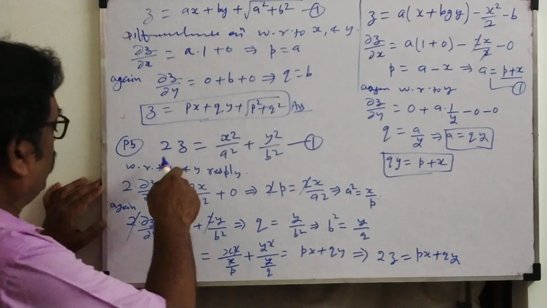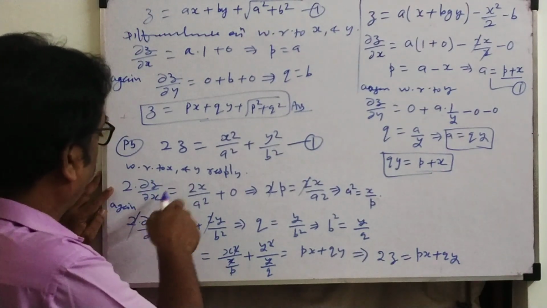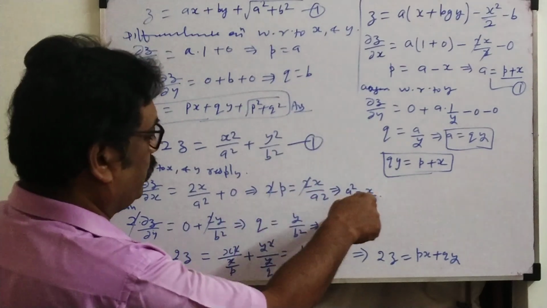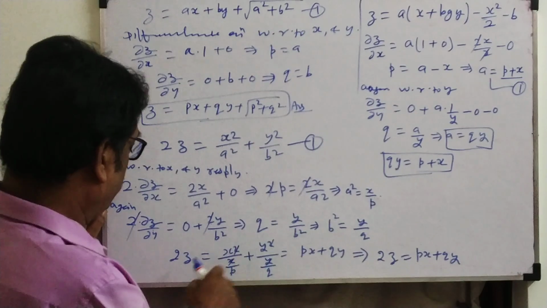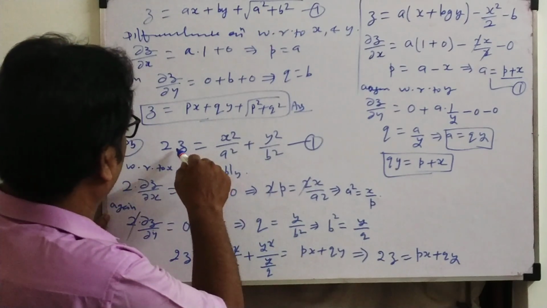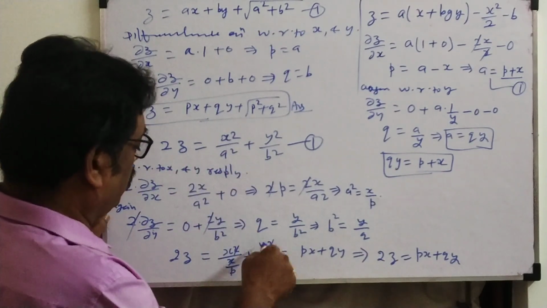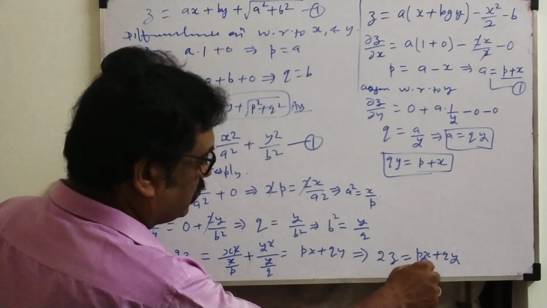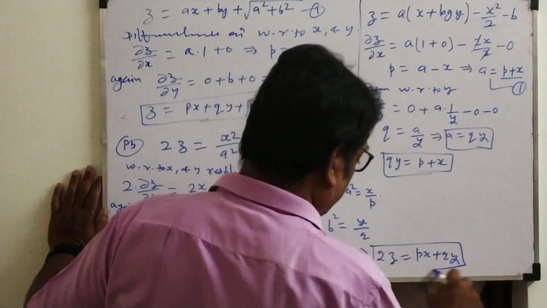Now look here, differentiating 2 dou z by dou x, 2x, 2 gets cancelled. So a is equal to, this square is equal to this, gets cancelled. Now substitute in this equation, 2z is equal to x square by a square, substitute this value. So this way you can get 2z is equal to px plus qy. This is the answer. Okay.